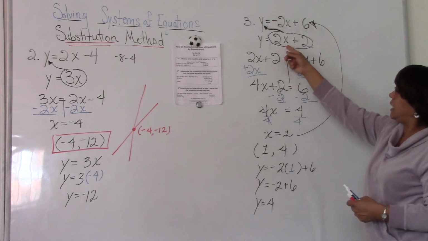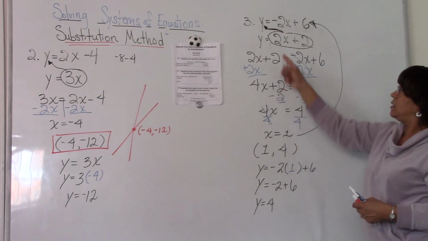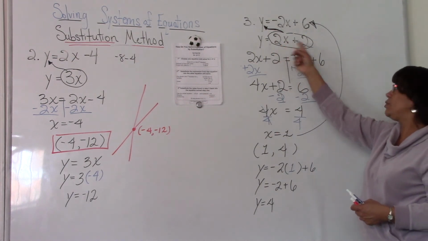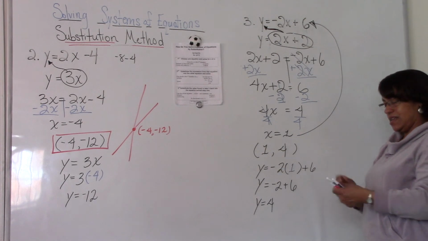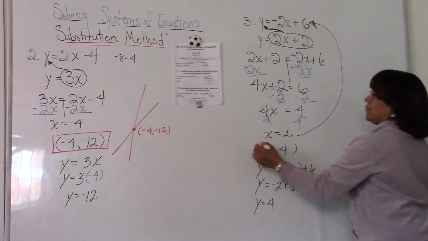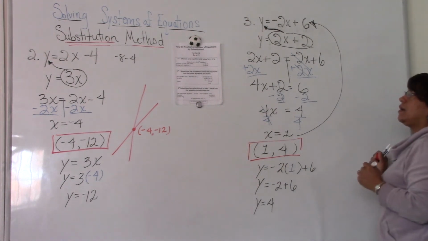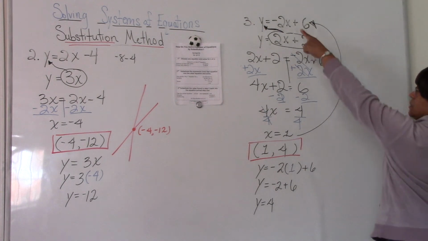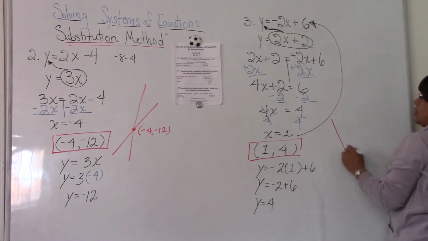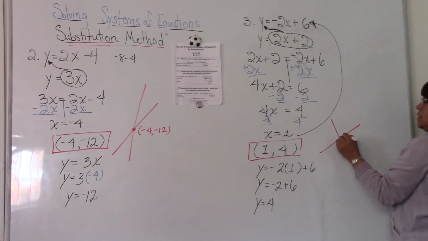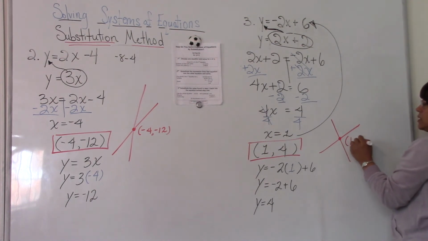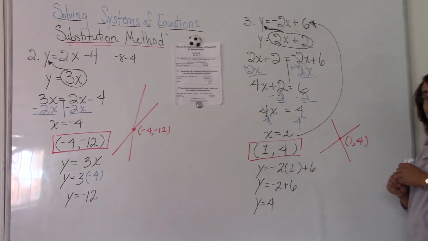So 2 times x would be 2 times 1. 2 times 1 is 2, and 2 plus 2 is 4. So I know that this is correct also. So we're saying that those two lines cross at the ordered pair 1, 4. We see one line has a negative slope, one line has a positive slope. The solution, where they cross, is going to be the ordered pair 1, 4.